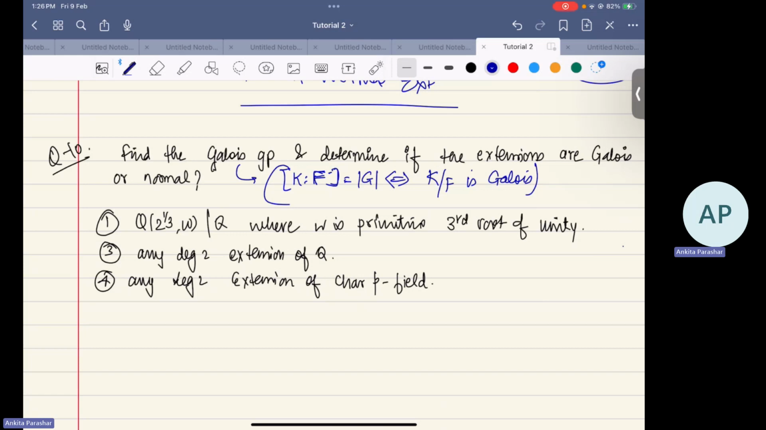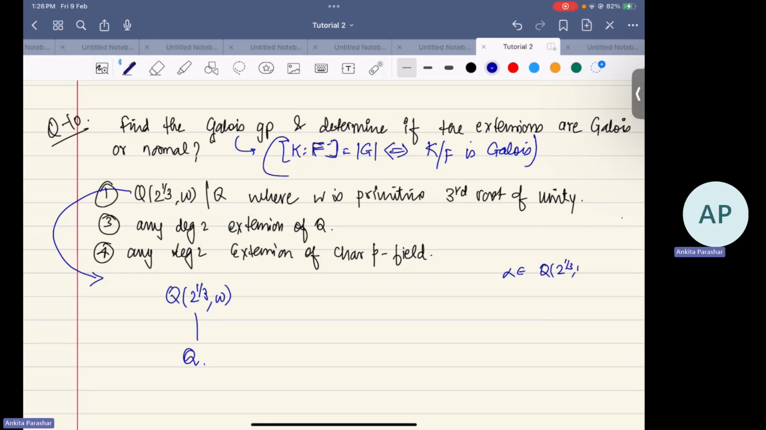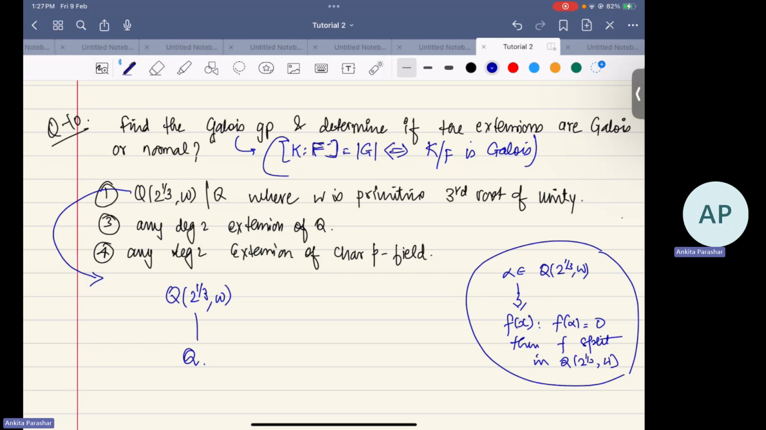Recall this is a statement. Normal we have just now seen. What about the first one, Q(2^(1/3), ω) over Q? Is it a normal extension? For normality, whatever alpha you choose from your field, look at its irreducible polynomial f(x) such that alpha is a root. Then f should split in Q(2^(1/3), ω) in order to say normality.